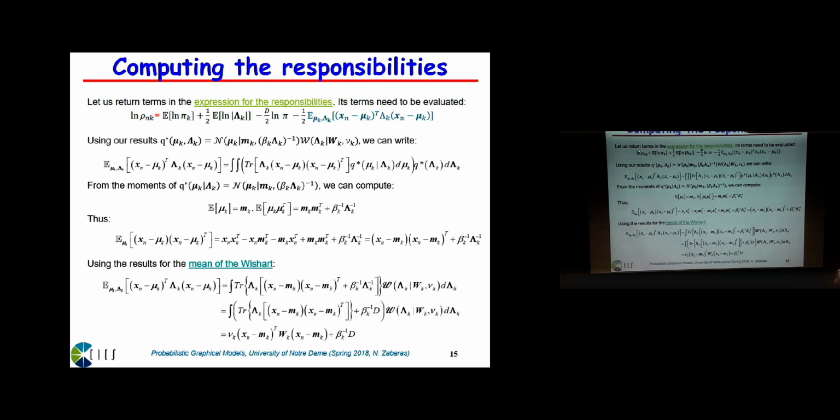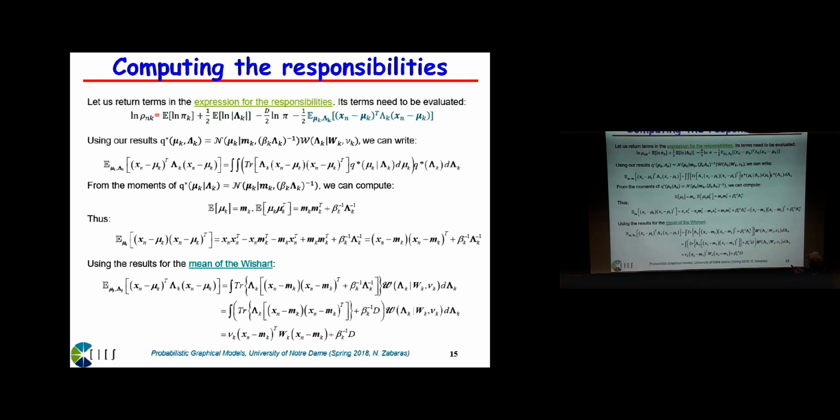So you remember the log of these responsibilities, these are the normalized responsibilities. It requires the expectation of the log of pi_k, the expectation of the log of the determinant of the matrix lambda_k, and the expectation with respect to mu and lambda of this. You need patience to do this algebra. So here, let's complete this. You need the expectation with respect to mu and lambda.